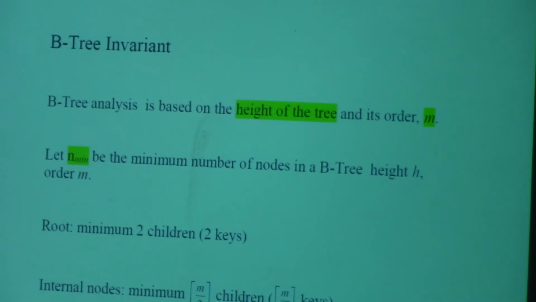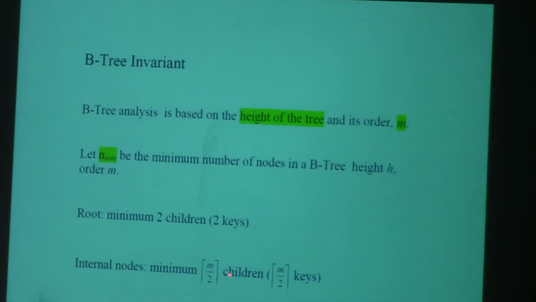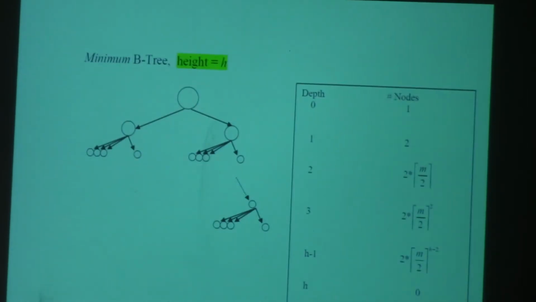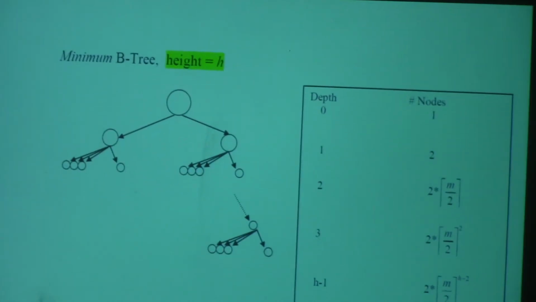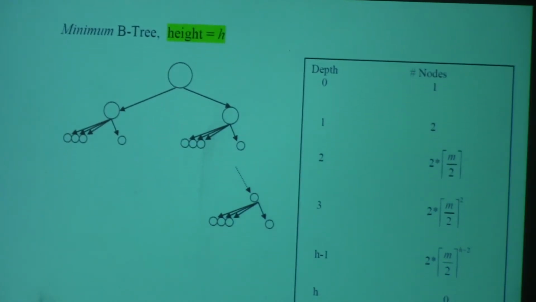Okay, so the root has a minimum of 2 children and 1 key. Now, all other nodes, meaning internal nodes that are not root, have a minimum of m/2 ceiling children and m/2 ceiling minus 1 keys. So here is our analysis. What we're going to do is look at a minimum B tree. What that means is we're going to analyze the least dense a tree can be when it is minimum and has the height h.